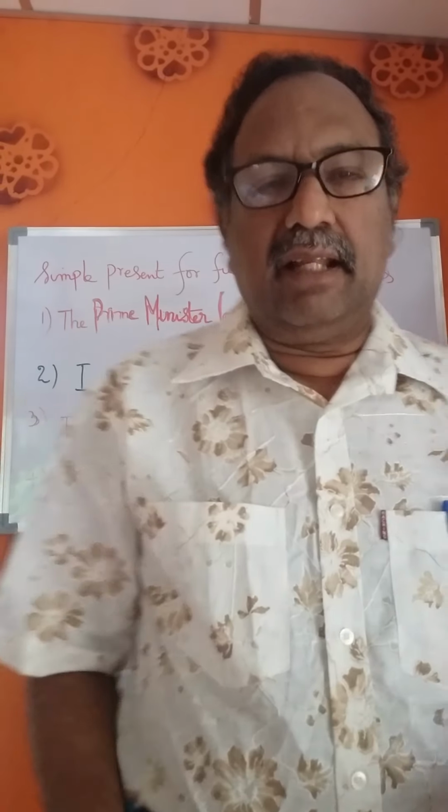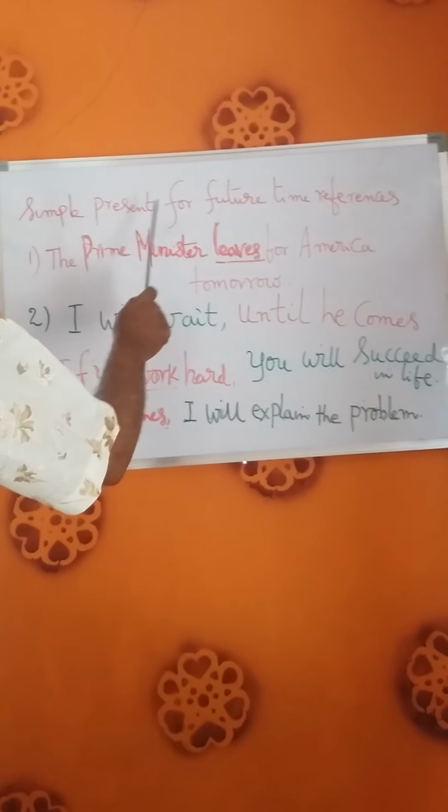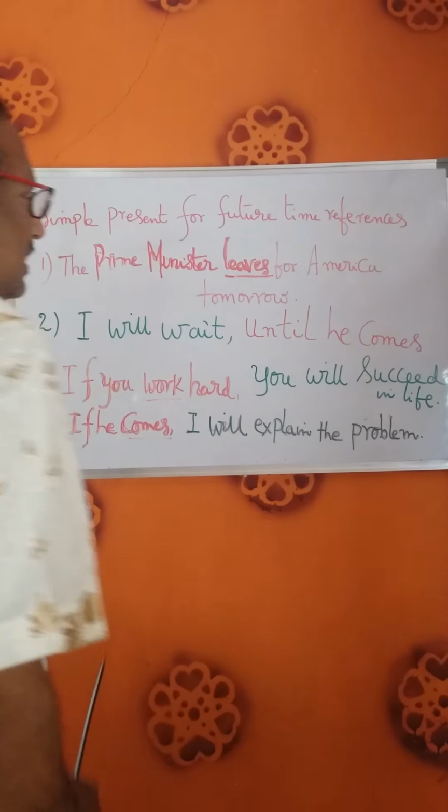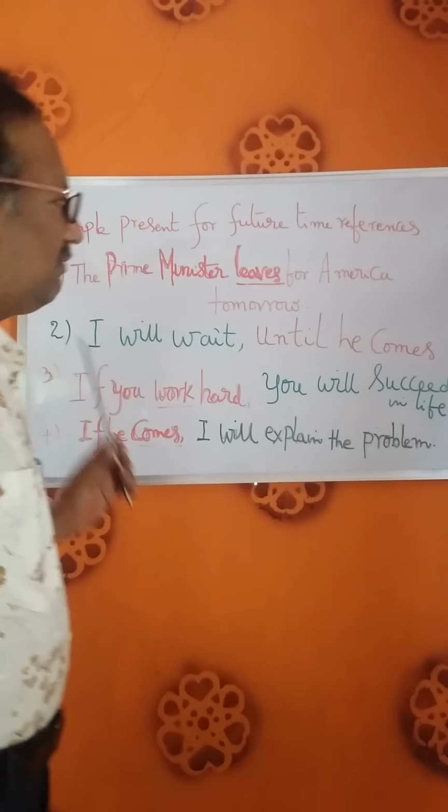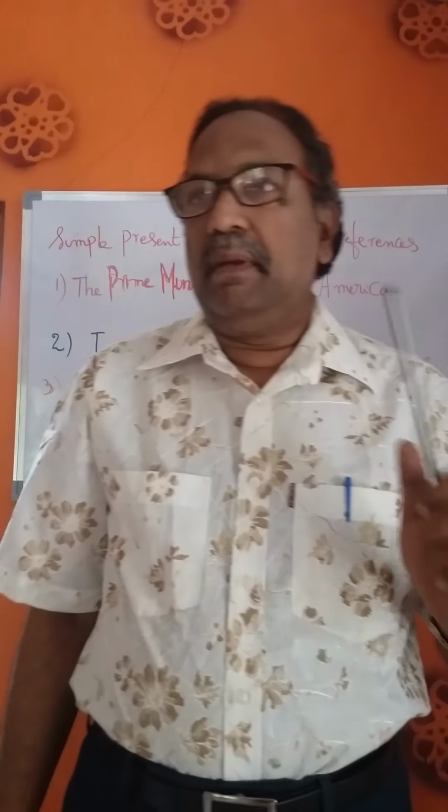Now have a look at the board. Simple present for future time references. Okay, simple present is used for many references. Some of them we discussed earlier. They talk about universal truths, they talk about unchangeable facts, they talk about fixed official programs, and we use them for proverbs, and I have given the list. I have also given the list of the certain sentences which cannot be used in the progressive forms.